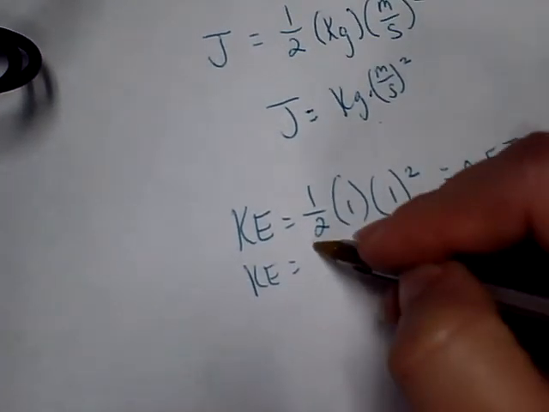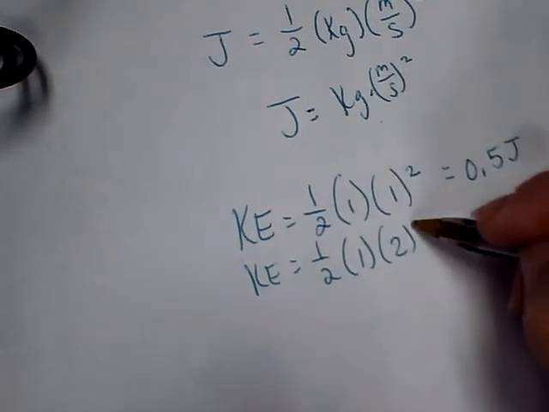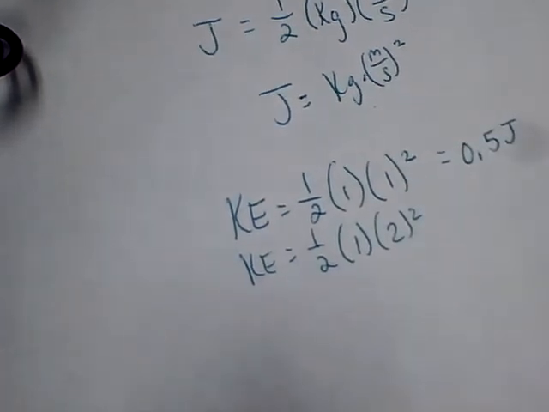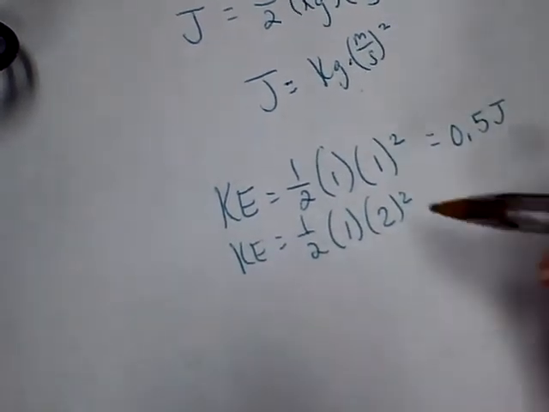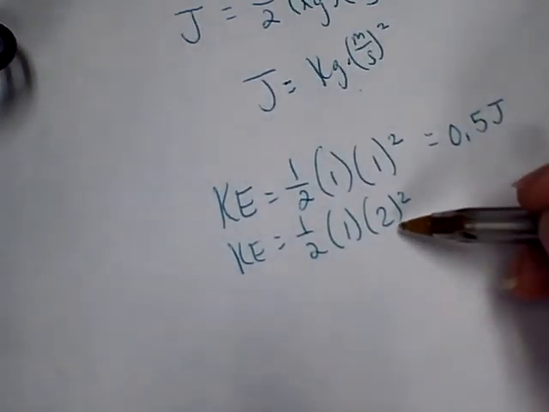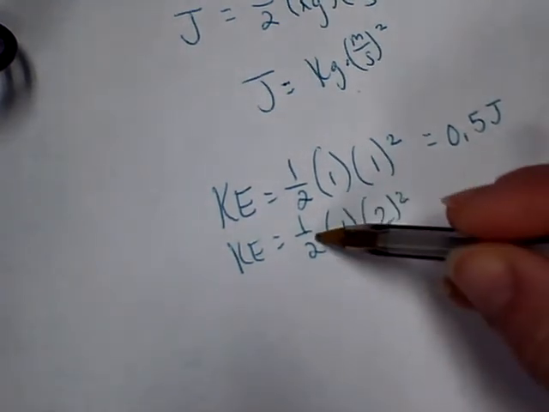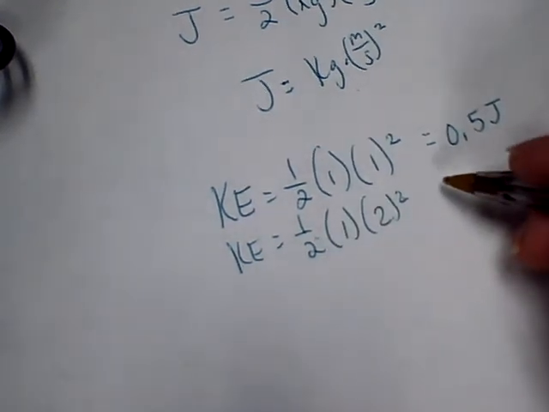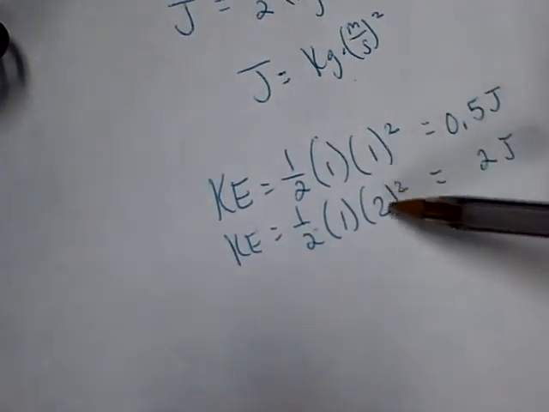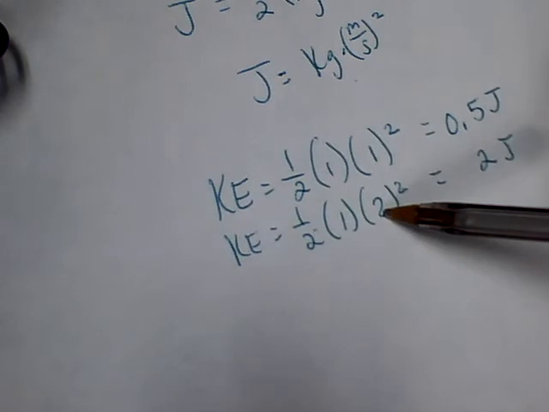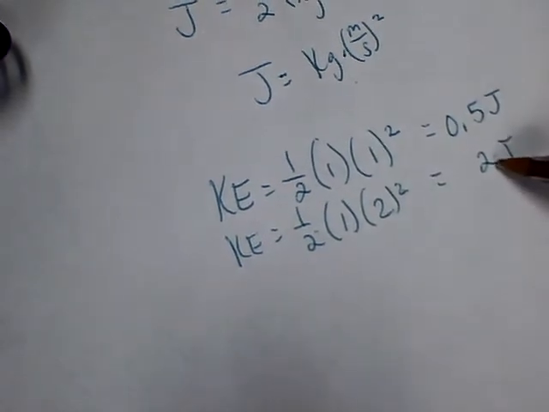If we change the velocity to 2, I want you to think about what might happen. The formula is not changing other than what we plugged in for velocity. So if we plug 2 in for our velocity, 2 times 2 is 4, and times 1/2 is going to give us 2. So as you can tell, if we increase our velocity, then the kinetic energy also increases.